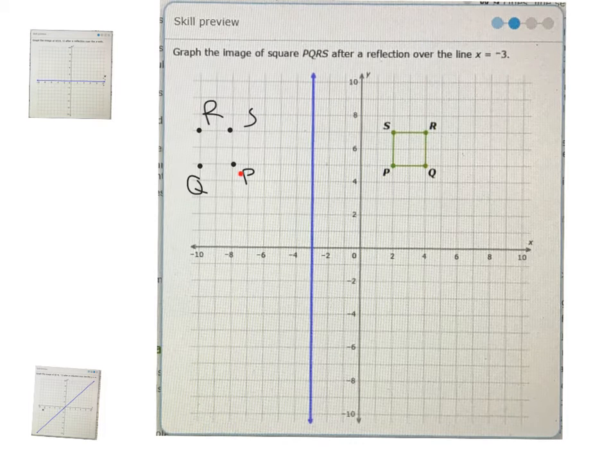The other thing, be careful. Notice Q is still further away from the line of reflection. Some kids will get confused and put P here and Q here. No, Q is further away, just like when you look in a mirror. S was 5 away, so it's 5 away. R was 7 away, so it's 7 away. We end up with a square over there.